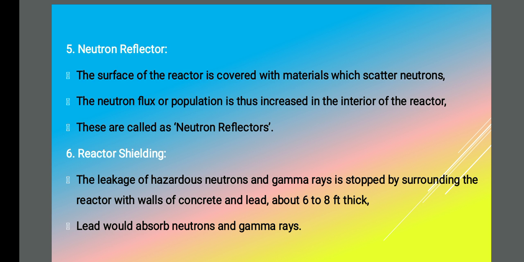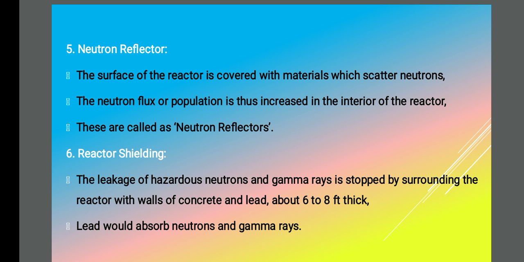I'll repeat the components. The first component is the reactor fuel: uranium-235, thorium-232 and plutonium-239 are used as reactor fuel. Coming to the moderator, heavy water, graphite, beryllium and beryllium oxide are used. The third component is the coolant: water, air, carbon dioxide, helium and molten sodium are used. Then control rods, cadmium and boron are used. Coming to the nuclear reflector, it scatters the neutrons. And the last one is reactor shielding, a wall of concrete and lead, about 6 to 8 feet thick.